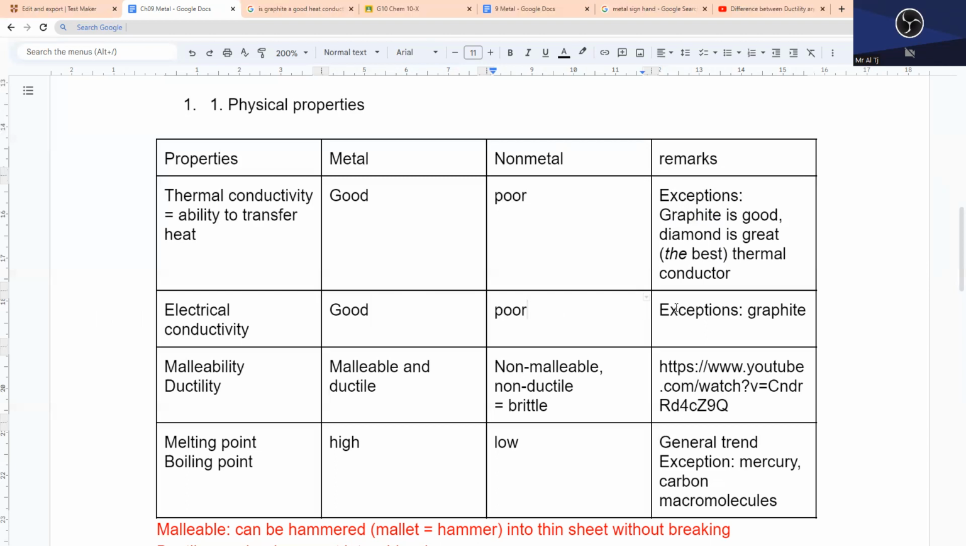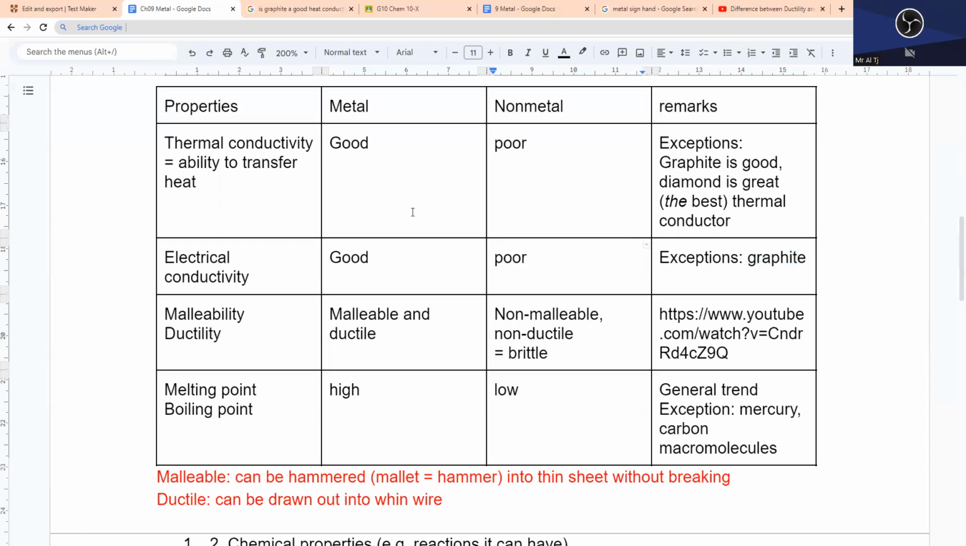Of course, there will be exceptions. About the non-metal, graphite, again, is going to be a good electrical conductor. In fact, we have seen some specially tailored graphite, we call them graphene, made up into electrical conduit for electricity. Diamond is still a bad electrical conductor, even though it is a good thermal conductor.